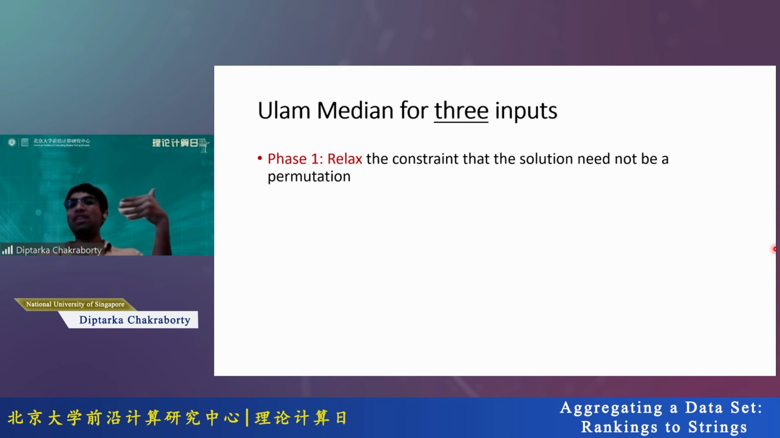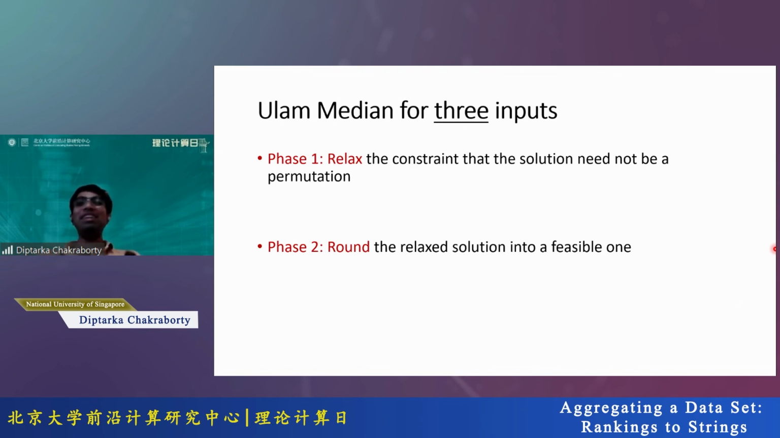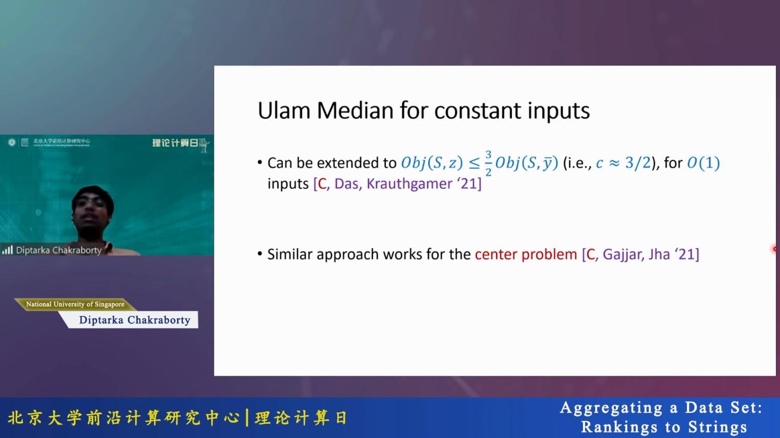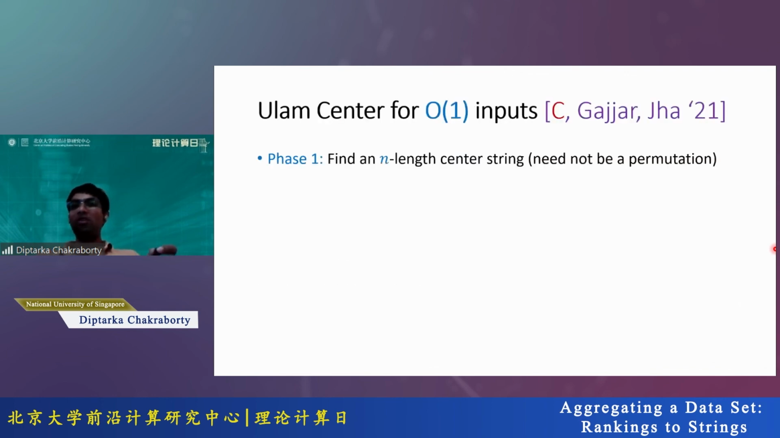For Ulam distance, when I say that for three inputs we can solve it in P, the technique we used is that we first relax the constraint that the solution needs to be a permutation. We just use the edit distance algorithm, the dynamic programming one. It outputs some arbitrary string, and then we round it to a feasible one. This is similar to linear programming relaxation, you can think of. It is not linear programming, but somehow similar. First relax it to arbitrary, and then round it to some feasible permutation. That is how we solve the three inputs. For constant inputs, that gives a 3/2 approximation. Similar techniques can be extended to the center problem as well, which I'm not going to talk about. So this is about the constant number of inputs.